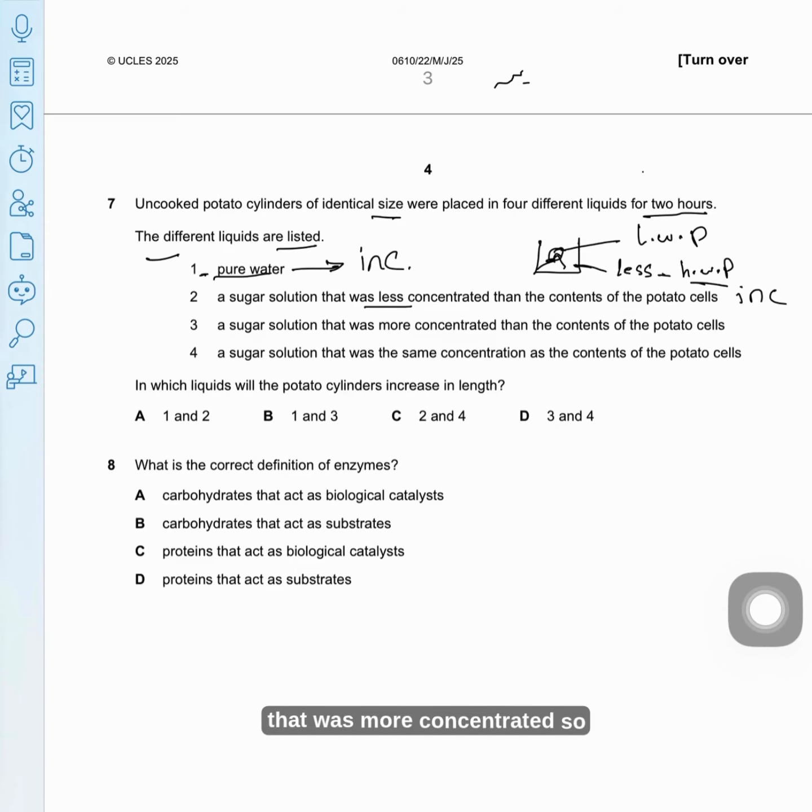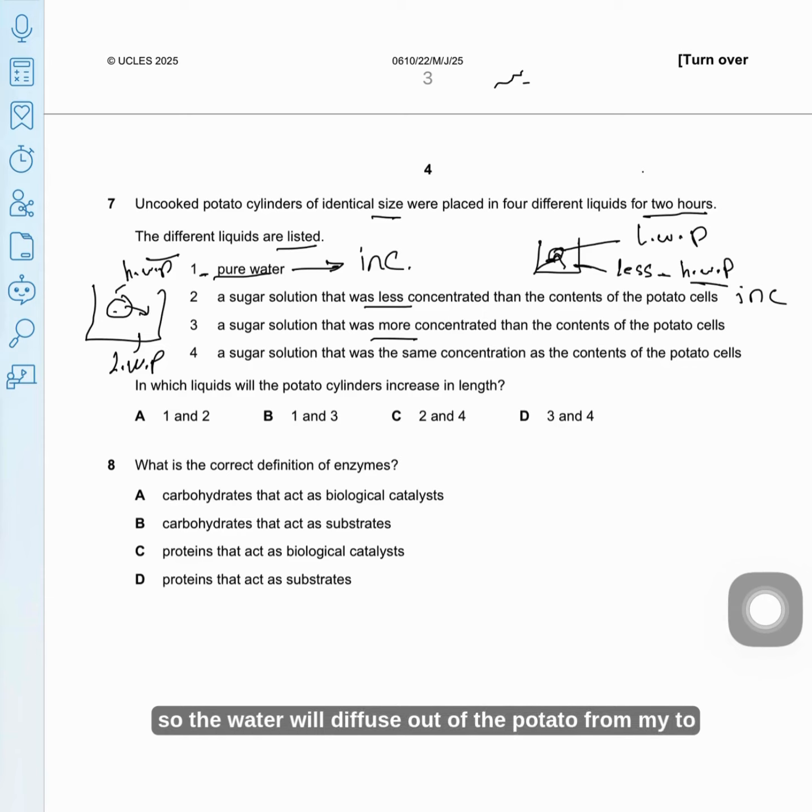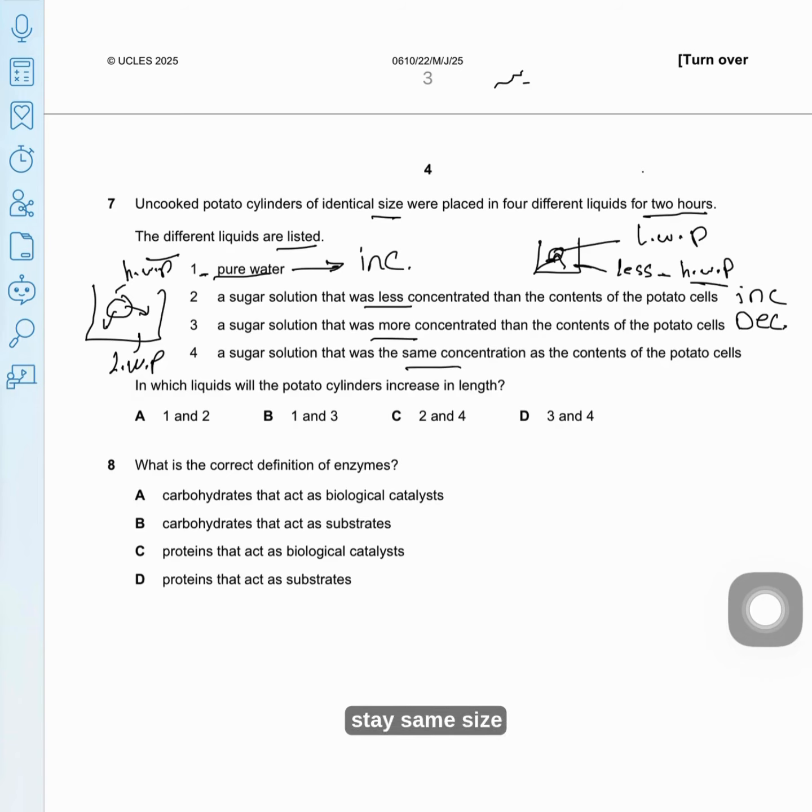Sugar solution that was more concentrated. In this case the solution is more concentrated, which means it has low water potential, and the potato now has high water potential, so the water will diffuse out of the potato, from high to low. So here the potato size will decrease. A sugar solution that was the same: it will stay the same size. In which liquid will the potato cylinder increase in size? What's your answer? Excellent, A, 1 and 2.